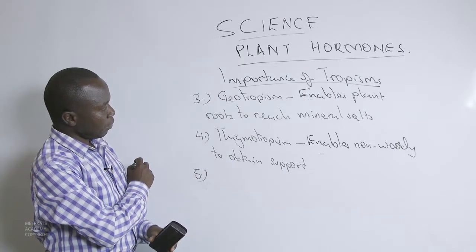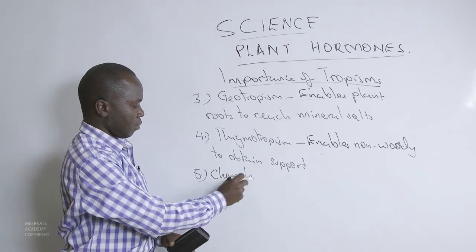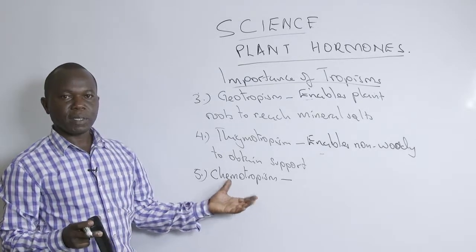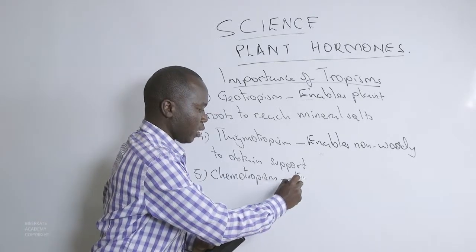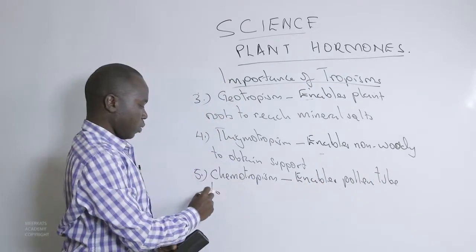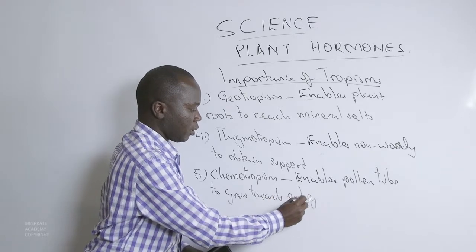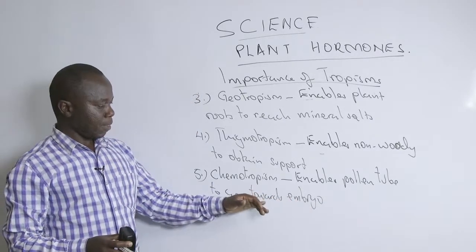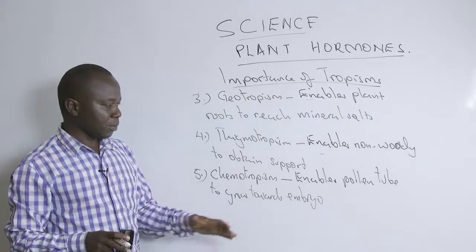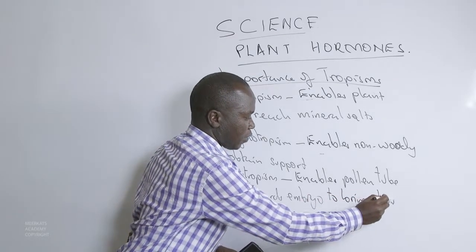Which one have we left out? Chemotropism. We gave a very good example. It is going to enable the pollen tube to grow to the embryo sac. Why is this important? It's because the pollen tube carries the male nuclei, the generative nuclei, which will bring about fertilization. In angiosperms, it is double fertilization.